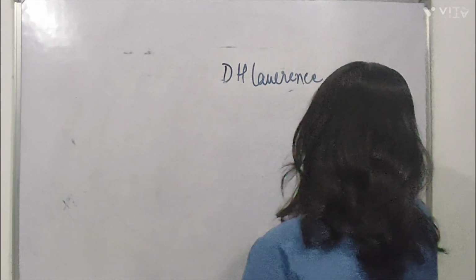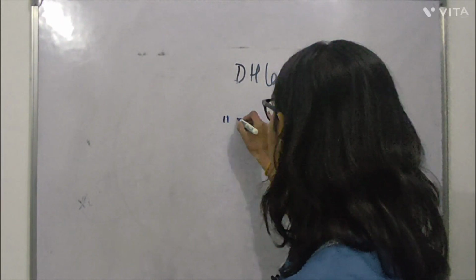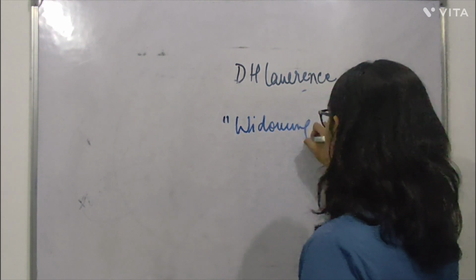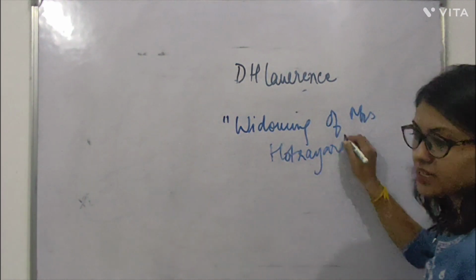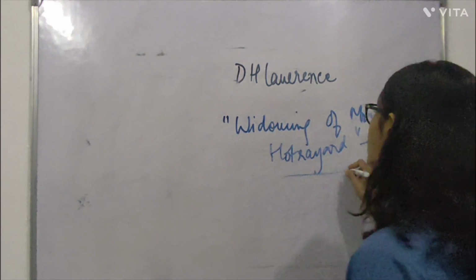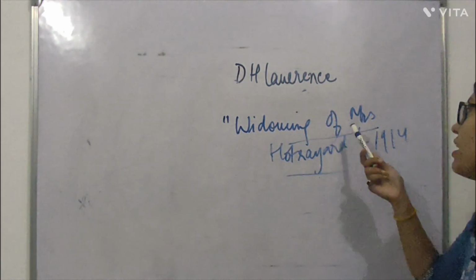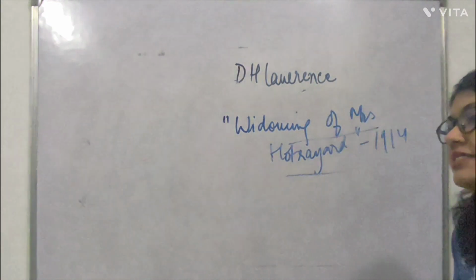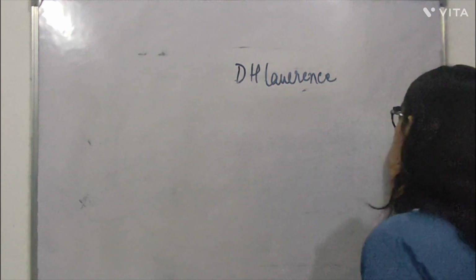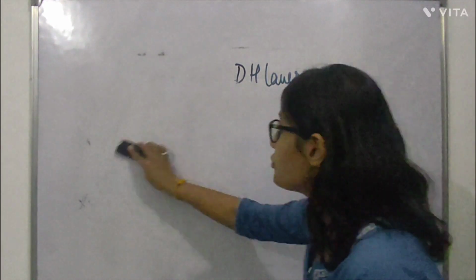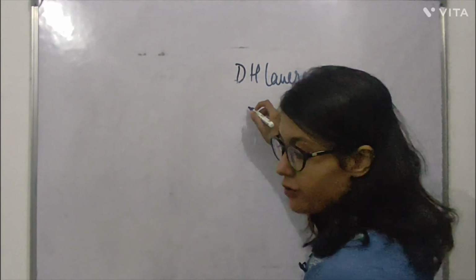Now, let's talk about the next book of D.H. Lawrence, which is Widowing of Mrs Holroyd. This came out in 1914. That's all you need to remember. The story is somewhat like this: Mrs Holroyd's husband beats her a lot, because of which she wants her husband to die, and he eventually dies, and Mrs Holroyd feels a really bad guilt, and she has this bond formed with him after he's dead, which was not really there when he was alive. That is all about Widowing of Mrs Holroyd.